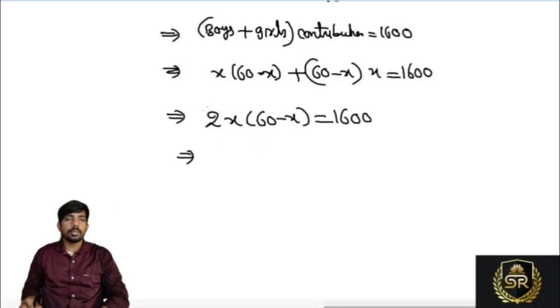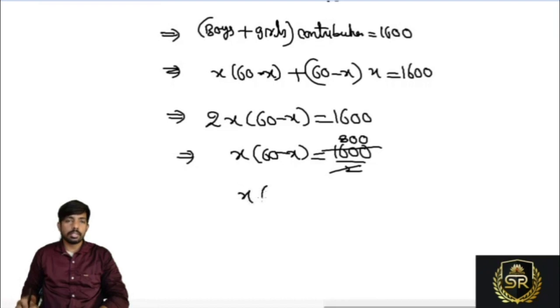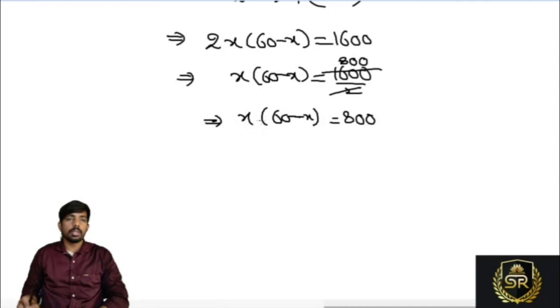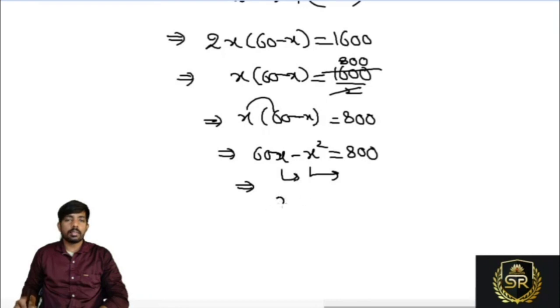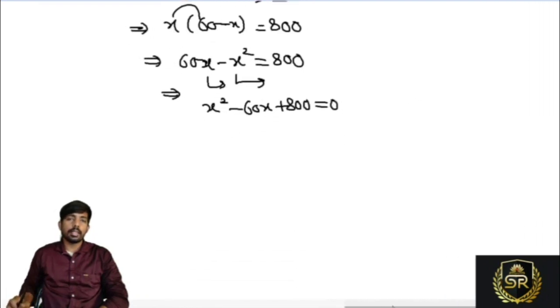So we can send the 2 to the right-hand side. So x into 60 minus x is equal to 1600 by 2, which is 800. Multiplying inside, 60x minus x square is equal to 800. Bringing this term to the other side, it becomes x square minus 60x plus 800 equals 0.